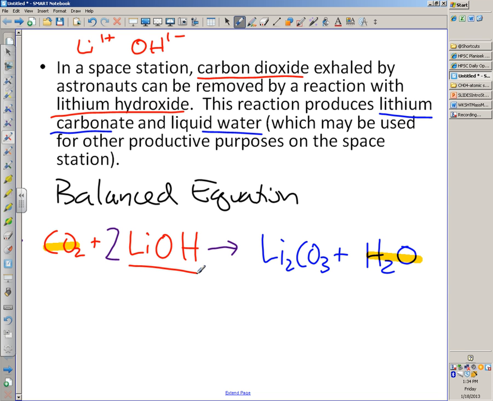But when we look at lithium carbonate, lithium is still in the first column and it still has a 1 plus charge. But now you find carbonate on your chart or on your table or whatever it is. What's the formula for carbonate?